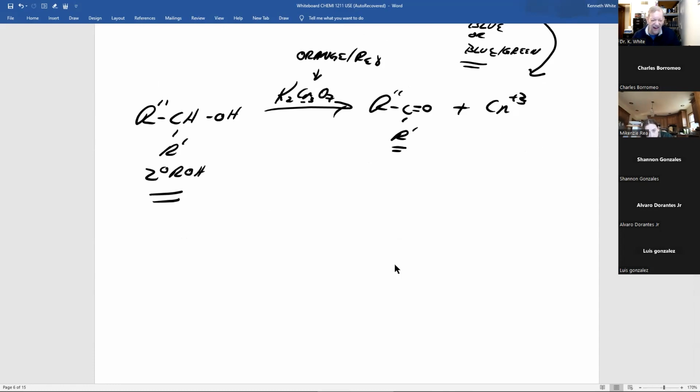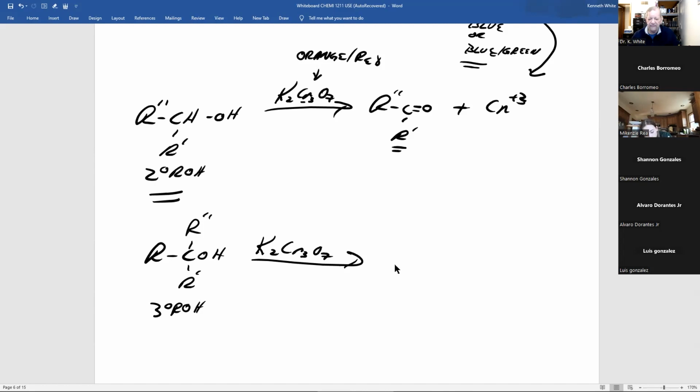Now, there's one last alcohol to consider. This is a tertiary alcohol, and tertiary alcohols cannot be oxidized. If you put potassium dichromate solution, orange-red, in a tertiary alcohol, you see no color change.